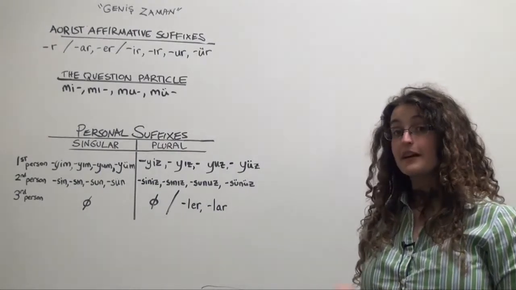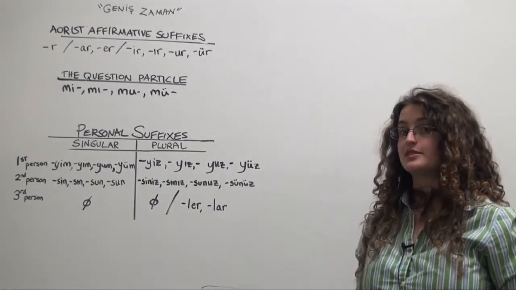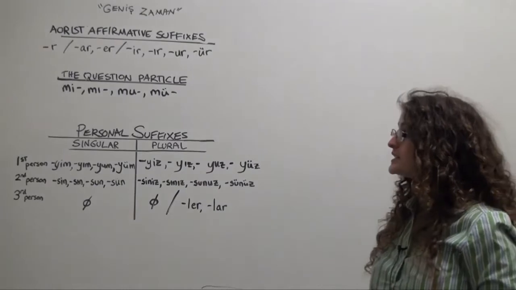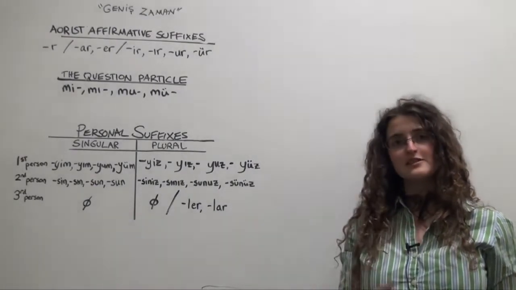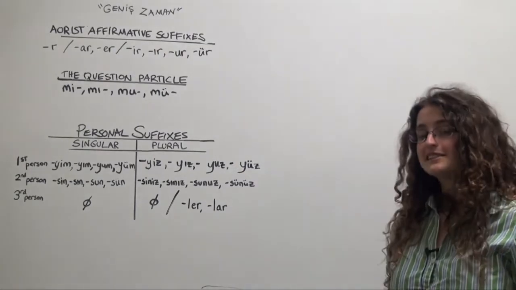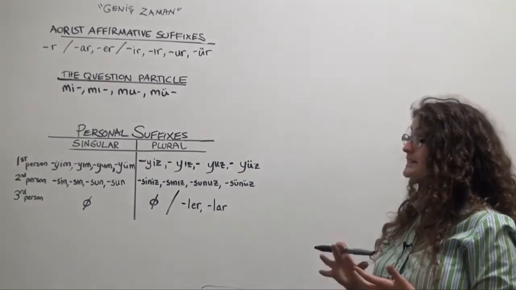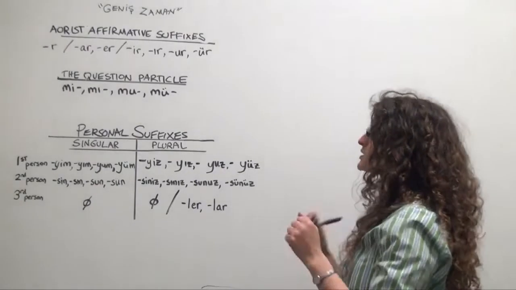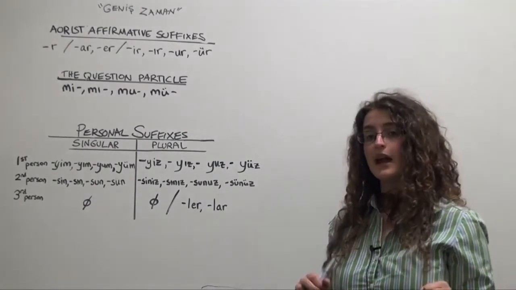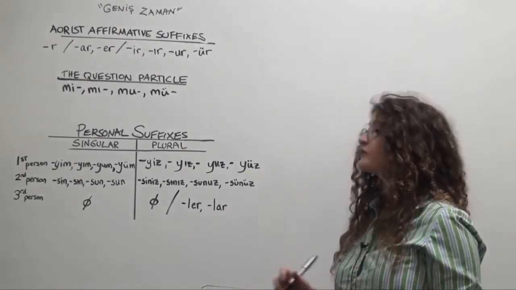Now I'm going to talk about how to form yes-no questions in the aorist tense. We're going to start off exactly as if we were going to form an affirmative statement in the aorist. Let's see how this is going to work. For our example verb, let's use okumak, meaning to read. We'll start, just as if we were forming an affirmative statement, with our verb stem.